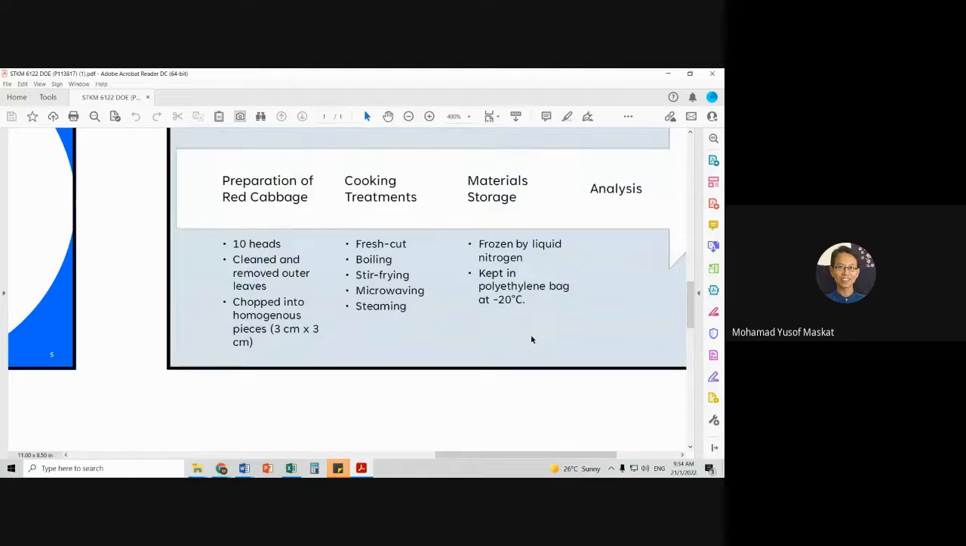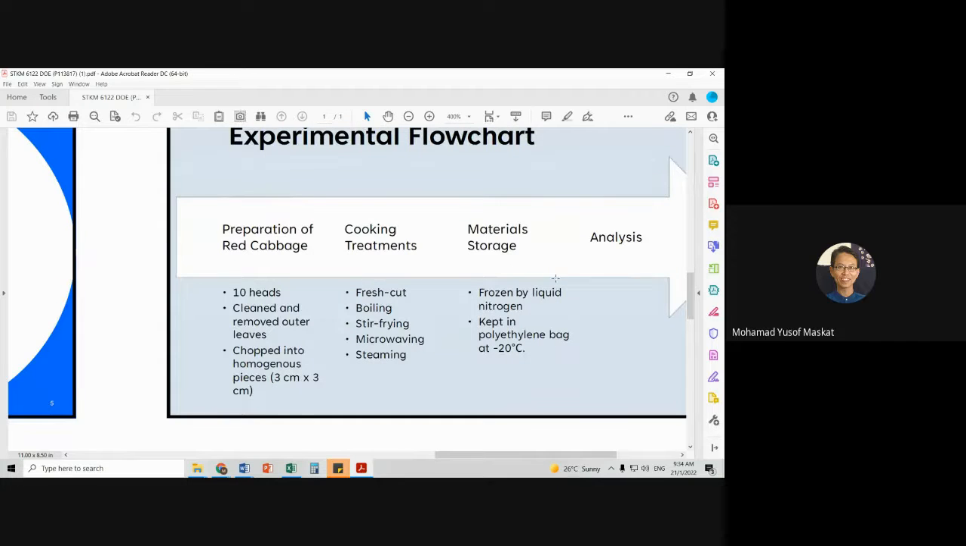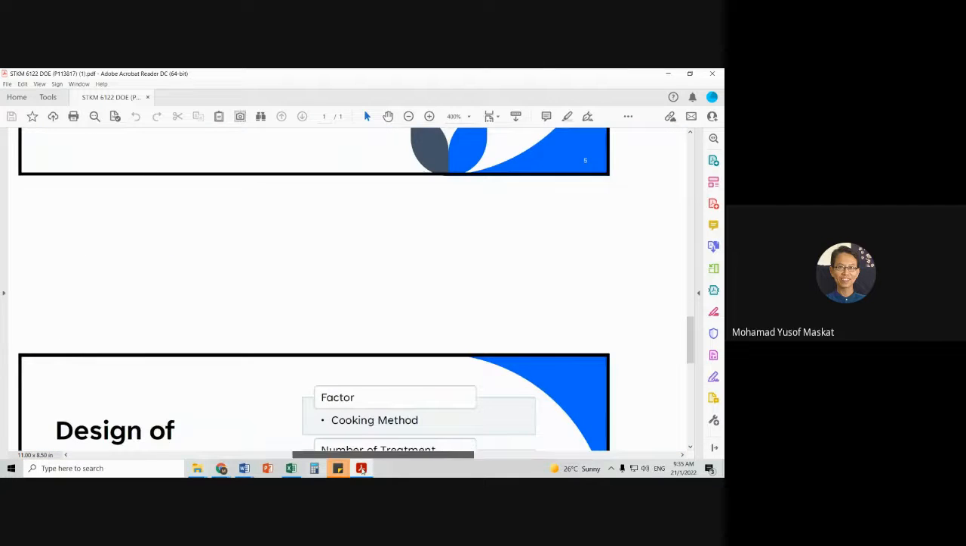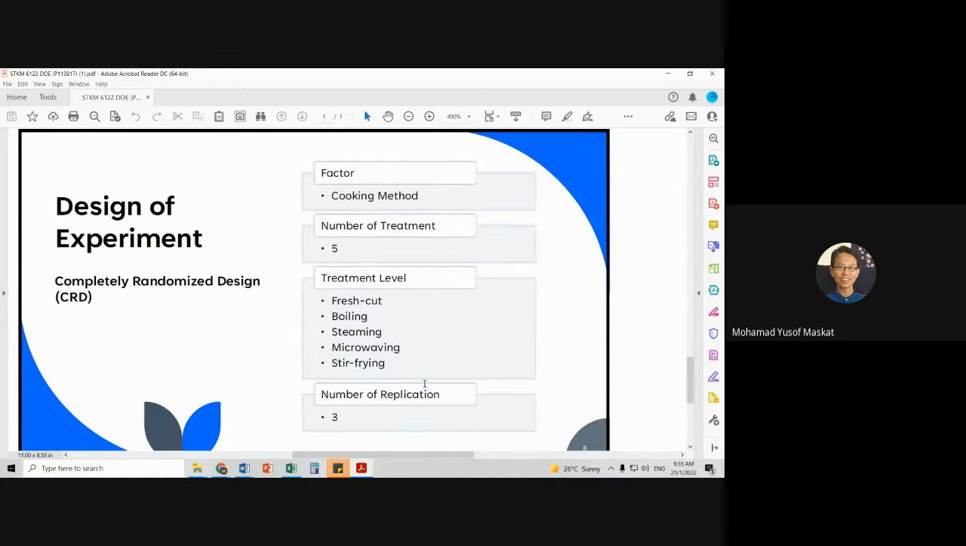What about the material storage? How many methods of storage? Only one. Frozen by liquid nitrogen, and after it has been frozen, it is kept in a polyethylene bag at -20 degrees C. So it is only one factor. How many levels or types of the cooking method? They have 5, so 5 levels or types, meaning that the number of treatments is 5.